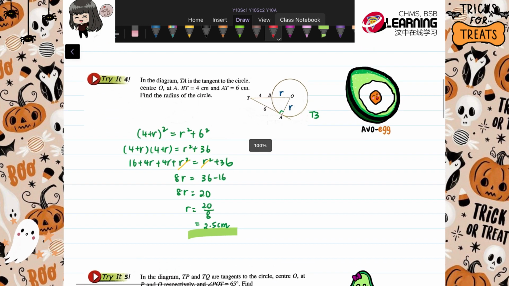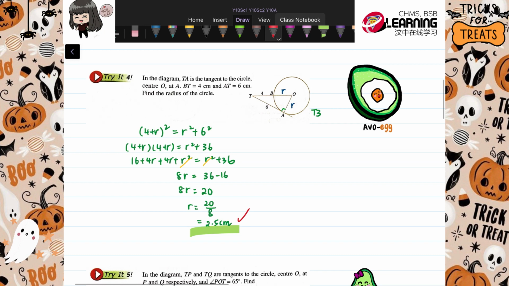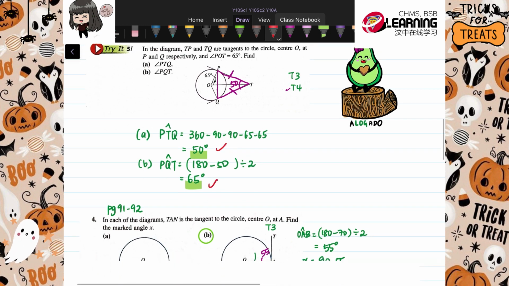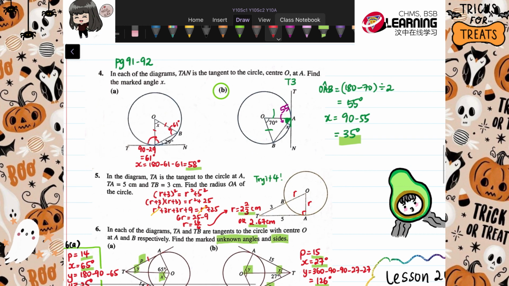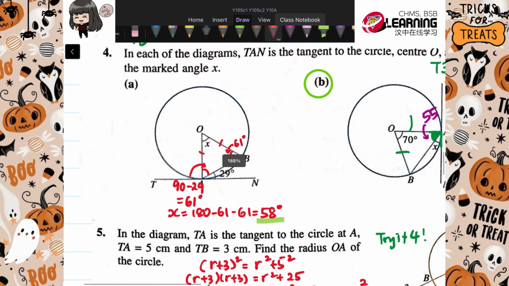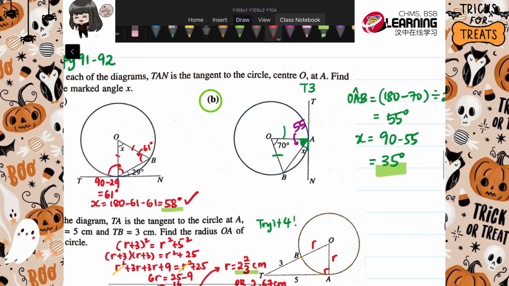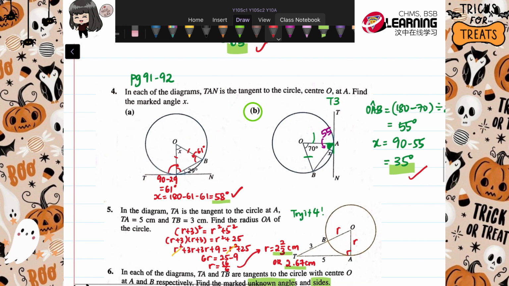So let's try it 4. Double check for me again, just in case I've mislooked your answer from your PDF file. I hope you open and check your PDF to see whether there is any correction or not, because I've marked every single PDF that you have sent to me. Try it 5 is 50 degrees and 65 degrees. And question 4a, this is the answer. 4a is 58, and 4b, which we discussed earlier, is 35.